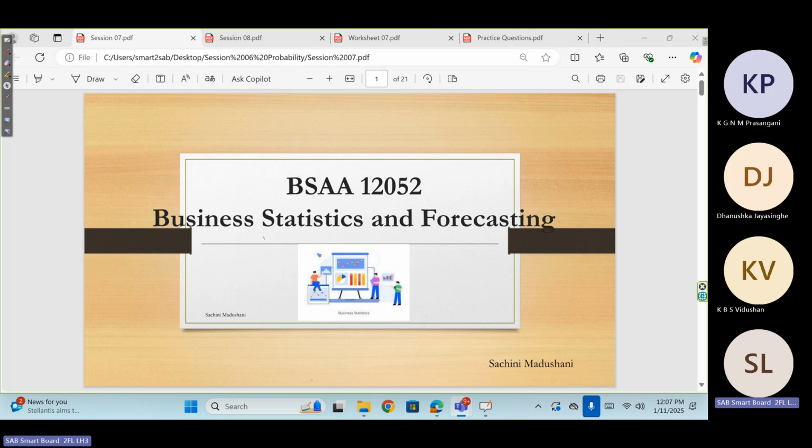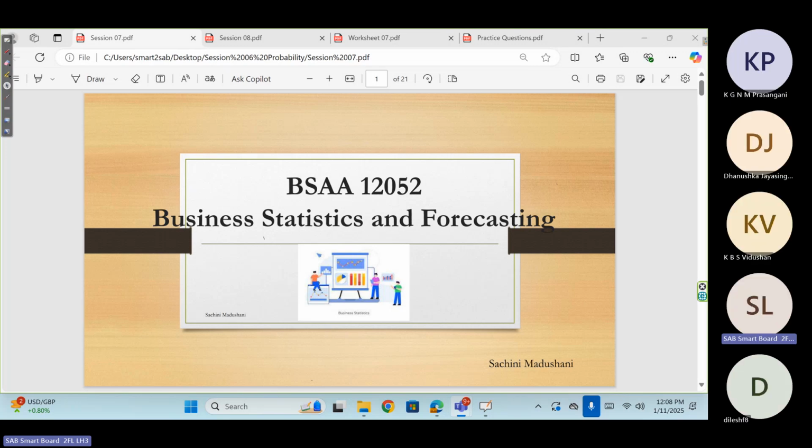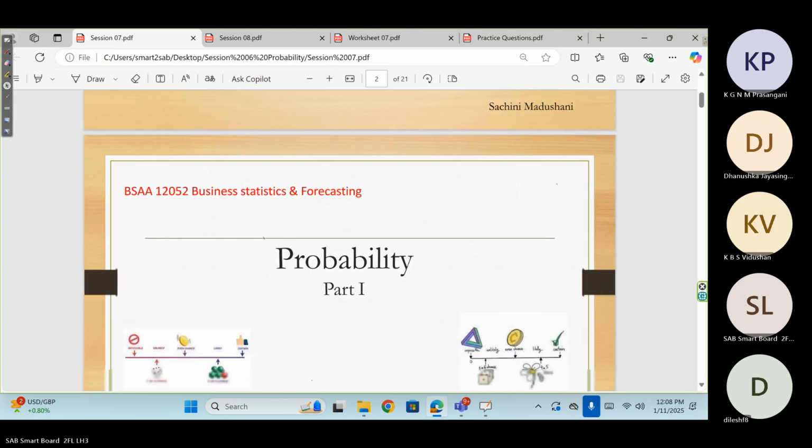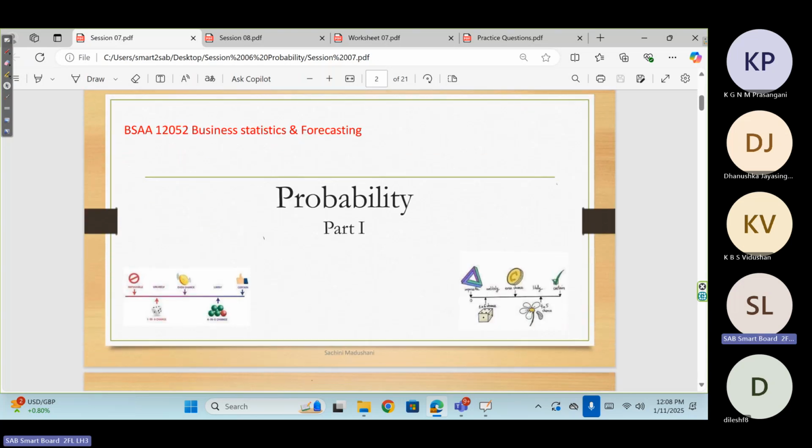Good afternoon. Last week we studied measures of dispersion, measures of location. Then today I will start the probability. Okay? Do you know about the probability concept? Do you know about the probability? No.